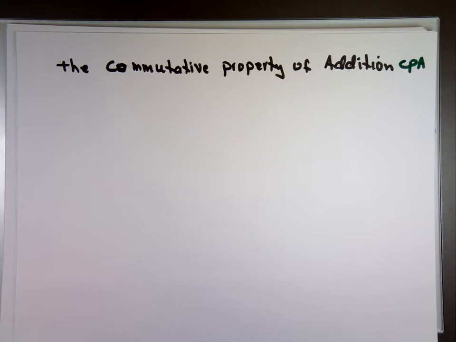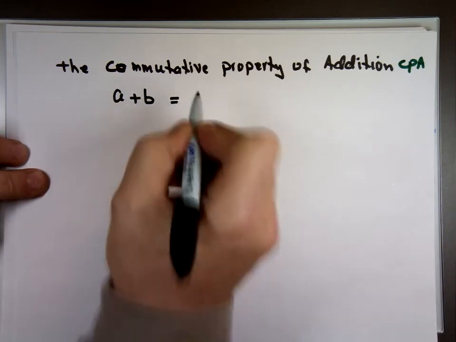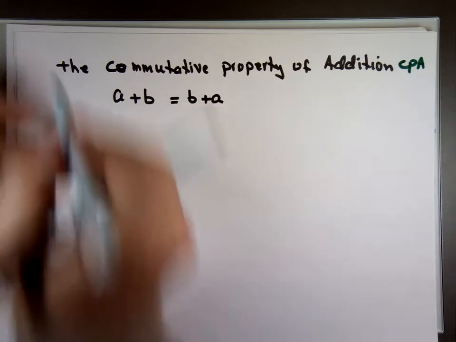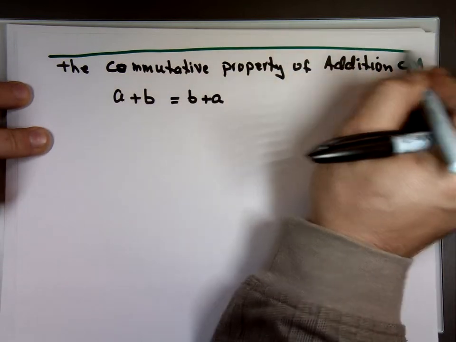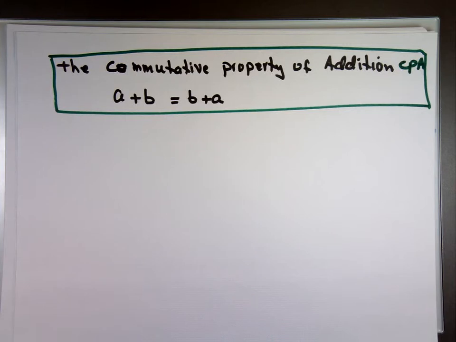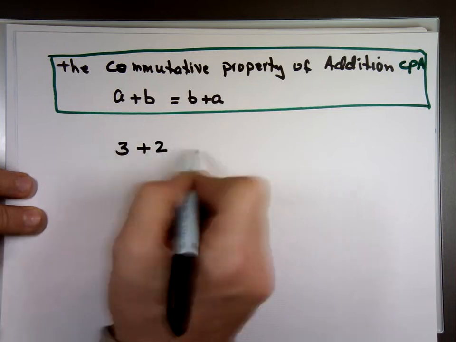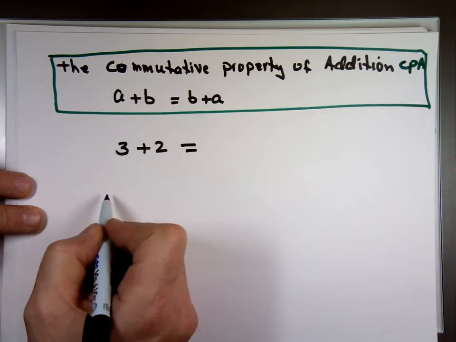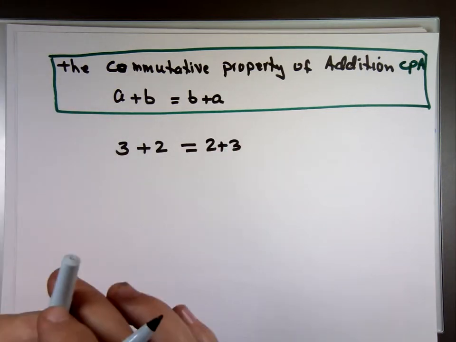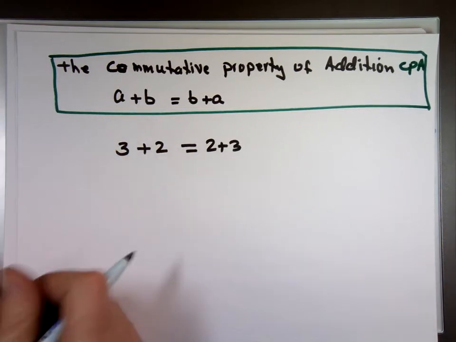And that rule says, if you want to add 2 numbers like A plus B, it really doesn't matter which one you write first. That's what that rule is. So if I said to you, write 3 plus 2 using the commutative property of addition: 2 plus 3. If you flip-flop them, it doesn't change anything. It's the same answer. 2 plus 3 is 5. 3 plus 2 is 5.